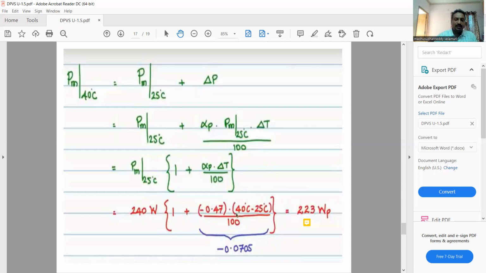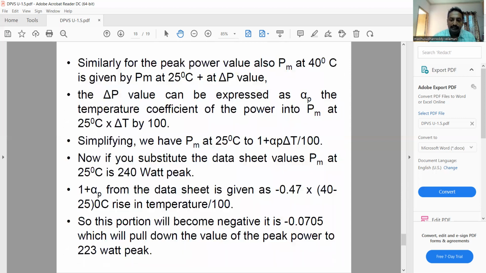Finally, I conclude that when the temperature increases, the short circuit current increases, whereas the open circuit voltage and maximum power decrease, depending on how much the temperature increases.